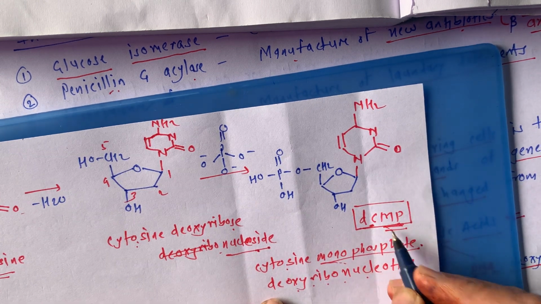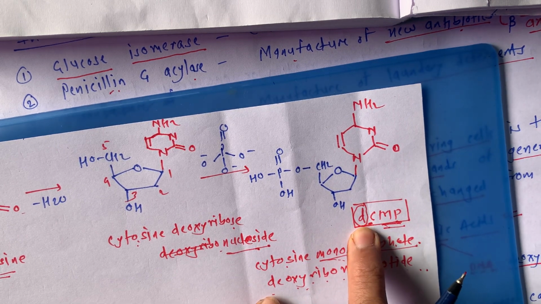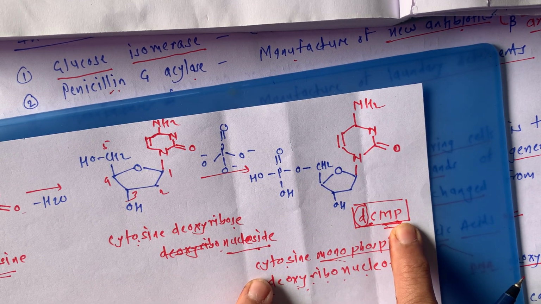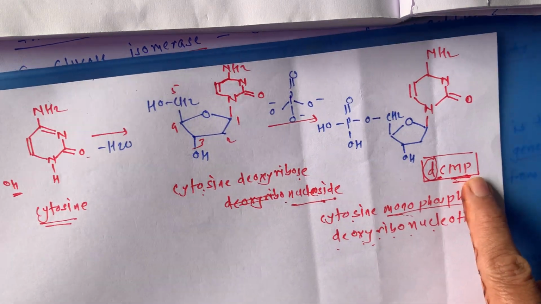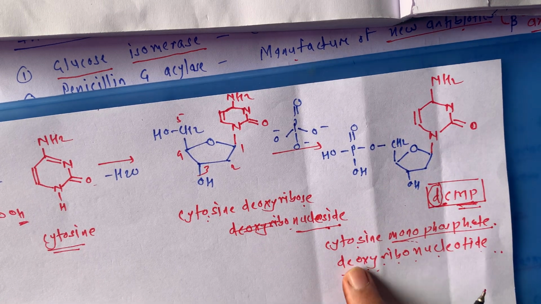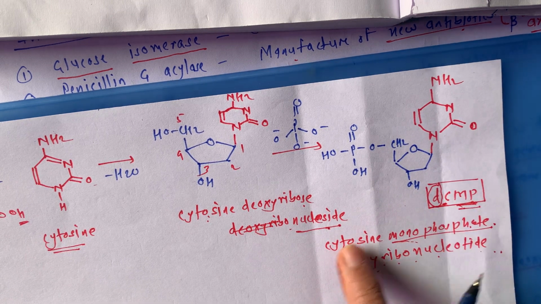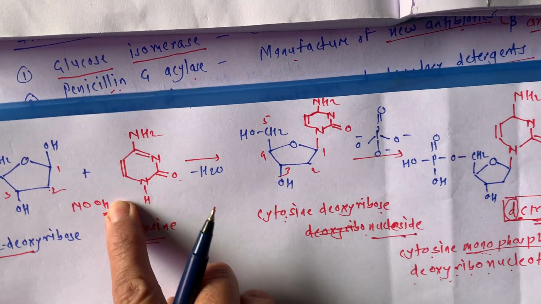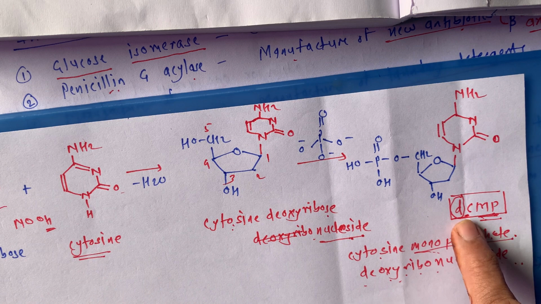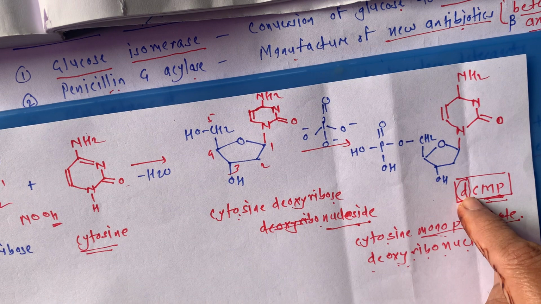But when we are writing short form, for deoxyribonucleotide we write only D, then for cytosine C, and for the monophosphate this is MP. Try to understand why the name of this nucleotide is DCMP. Means what? D means deoxyribo. This is deoxyribose. C for cytosine. MP for monophosphate. So this is DCMP.